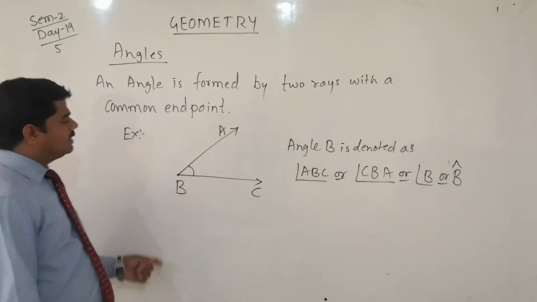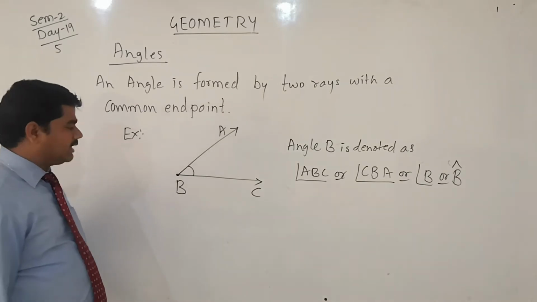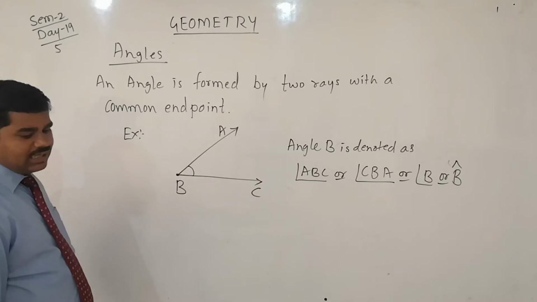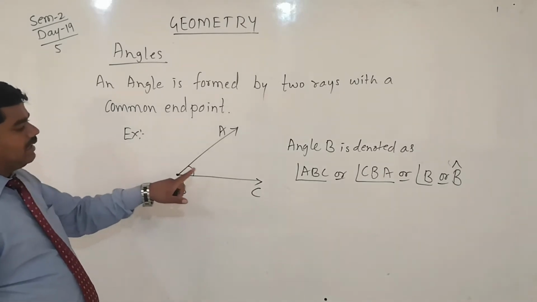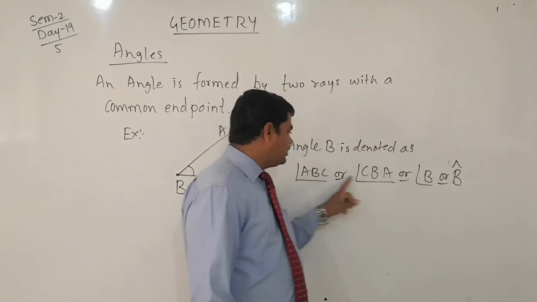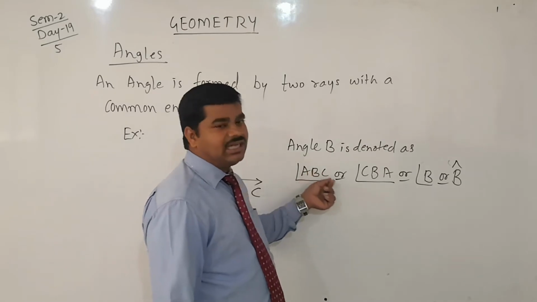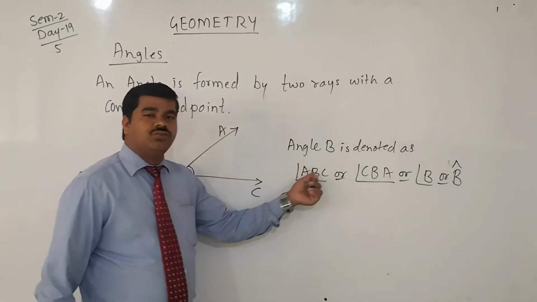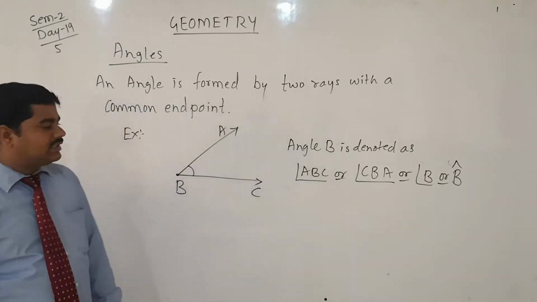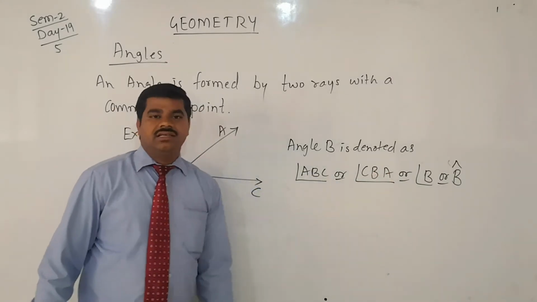This common endpoint we call a vertex. When writing an angle, the vertex is always the middle letter. Out of these three, the vertex should always be in the middle, and we can interchange the other two points. We can write ABC, or CBA.